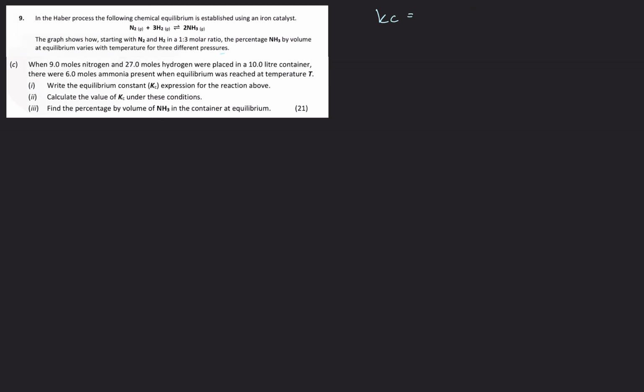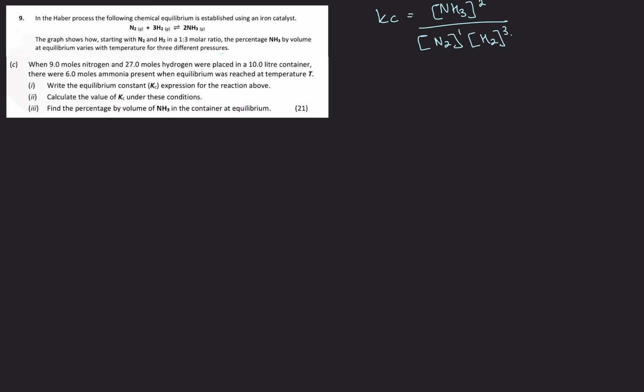Okay, so you should know that that's the concentration of the products to the power of their coefficients, over the concentration of the reactants to the power of their coefficients. Okay, that's the first one done. Calculate the value of Kc under these conditions.